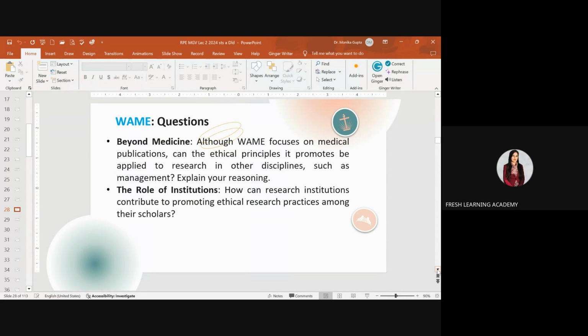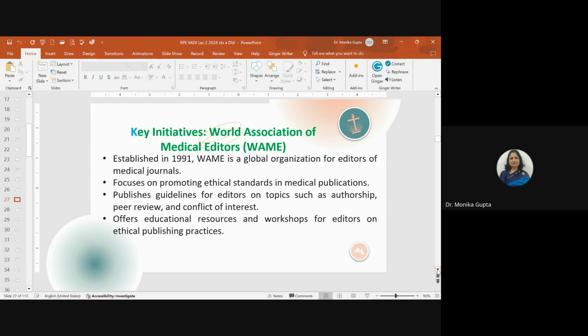Basically, to some extent, yes. Please go ahead, please tell me. I was just saying that WAME is made for the medical journals, so it should focus on that. I mean, concentration should not move here and there on different journals. That is, in my opinion, it should be like that. But we are discussing from ethical viewpoints. We are here focusing our discussion on ethics.